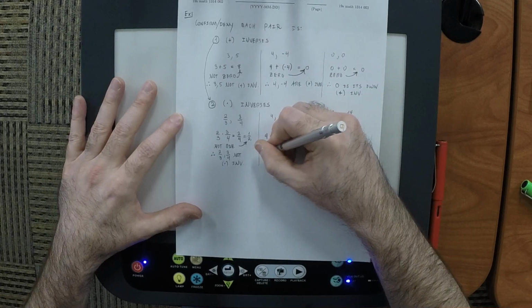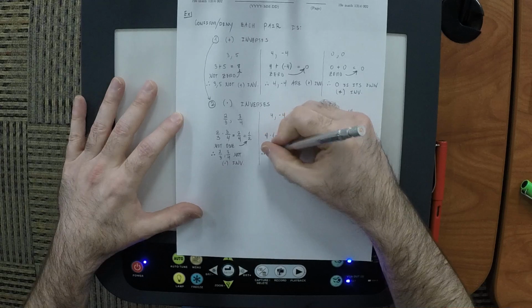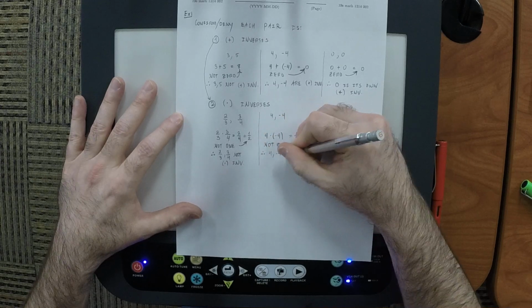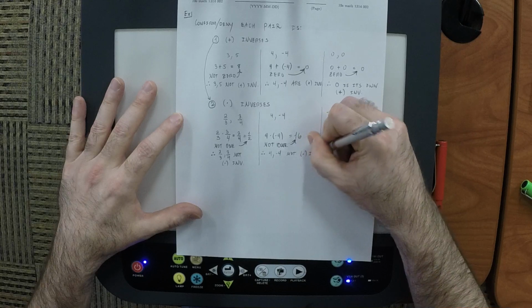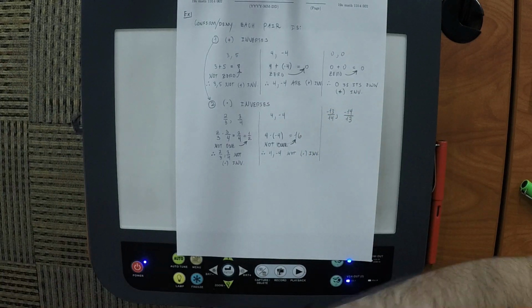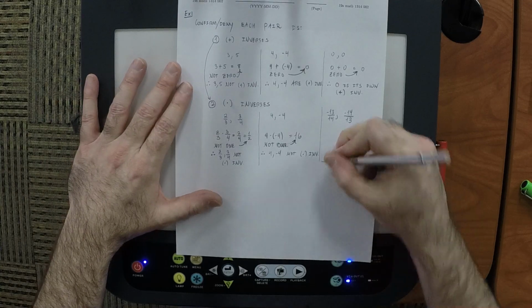And therefore those numbers, 4 and negative 4, are not multiplicative inverses. So even though they're additive inverses, that doesn't mean that they're multiplicative inverses.